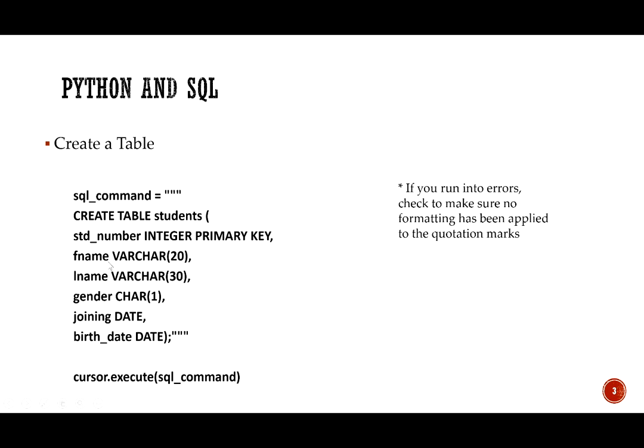The next attribute is first name, fname, which is a variable character with a maximum length of 20. The next attribute is last name, or lname. Its type is a variable character with a maximum length of 30. We also have gender, which is just a character with length 1. And then with joining date, we are allowed to define a date. So technically with this, we will be able to store dates in Sqlite. For example, for birth date, its type becomes date.